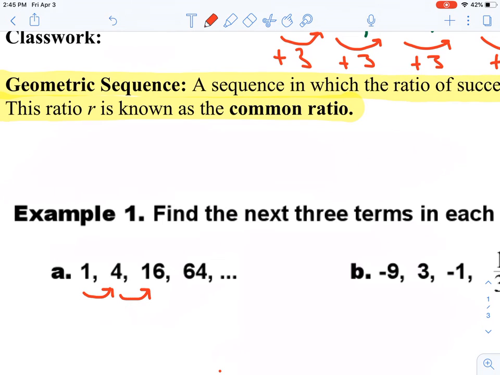Instead, what we're going to look at is, what can we multiply that first term by? Well, if we multiply it by 4, then we get the second term. What can we multiply 4 by to get 16? 4. And what can we multiply 16 by to get 64? That would also be 4. So the common ratio, known as r, in this problem would be 4.